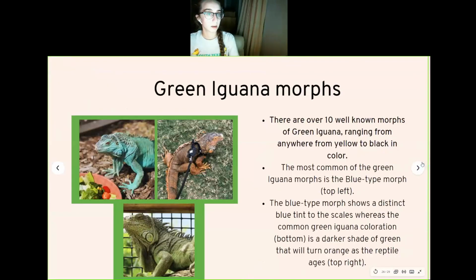for pets. And our next example is green iguana morphs. Here we have our blue morph and our standard green common iguana. And it's important to note that there are over 10 different morphs of iguana, going anywhere from yellow to red morphs. Another cool thing about iguanas is that this guy here, Ivan, is not a red morph. He is actually just an aged iguana. He's about 16 years old, and these guys do change color as they age, but that's not necessarily because they are any kind of morph. That's just how they age.